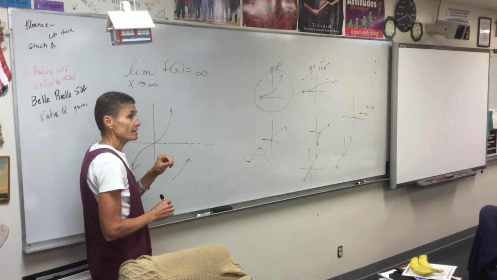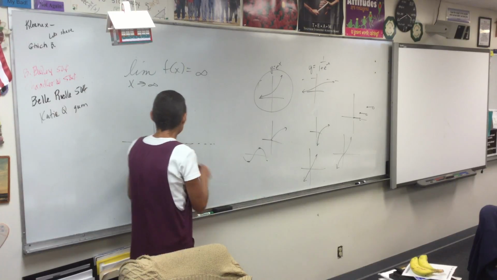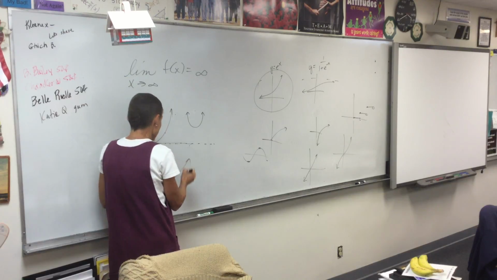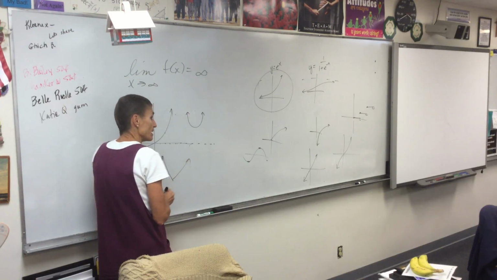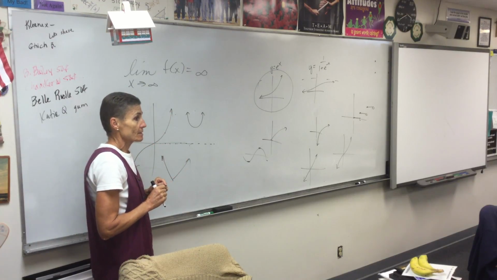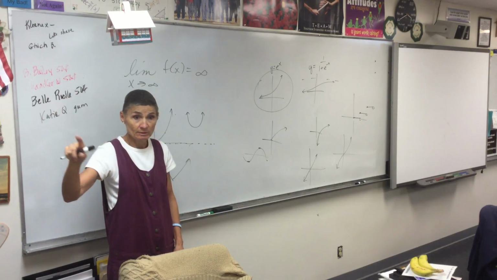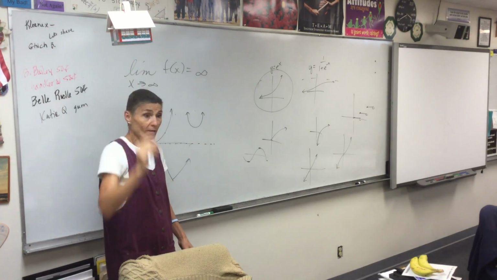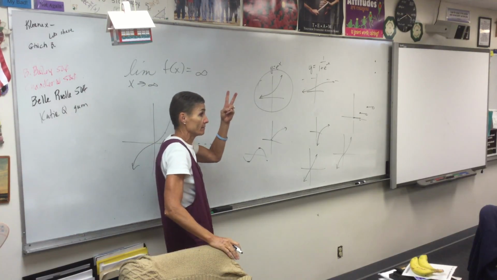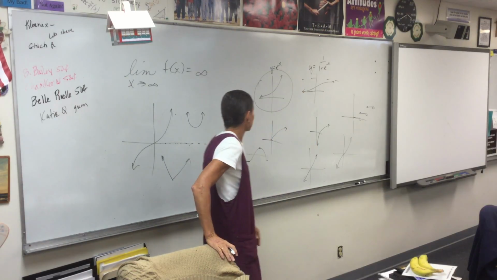Now, this says, give me 4 that don't do that. Clearly this one does. Does the parabola do that? Yes. Does the V do that? Yes. Find 4 that do not do that. Sine and cosine. What do sine and cosine do? Up and down, up and down. They don't shoot off into space. So 2 of them are sine and cosine. Can you think of another one that does not shoot up into space?